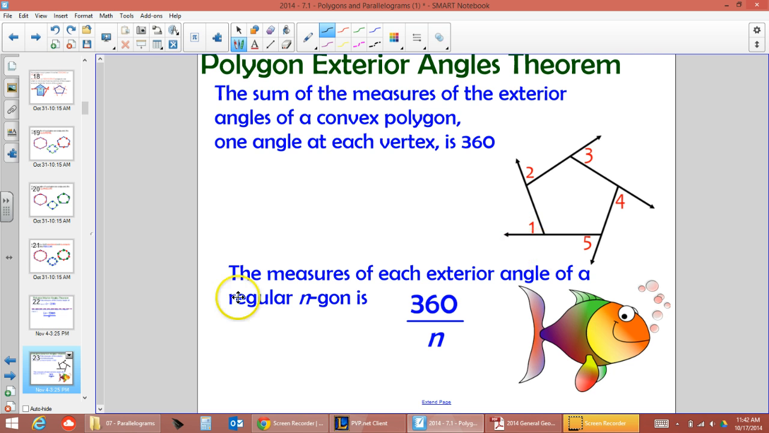And again, if it's a regular n-gon, then we take that 360 and divide it by how many there are. And this exterior angle here, this number 1 right here, if this is a regular pentagon, I take 360, divide it by 5, and I should get like 62 or something like that. And I end up with 62 degrees for all of these values because they all add up to be 360. No, I think it's 72. Anyways, so yeah, that's the exterior angle theorem.